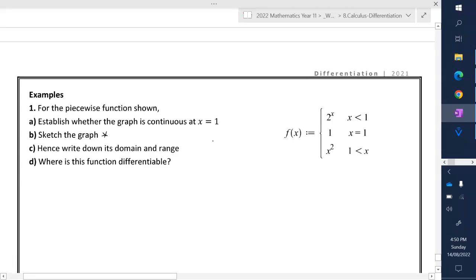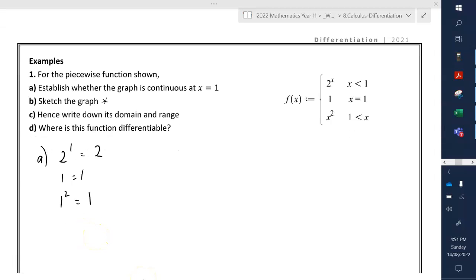So that means my values at each point along that graph at x equals 1 need to be the same for each of these. Okay, so let's have a look. So let's work out what 2 to the 1 is. So the first part, 2 to the x, which is 2 to the 1, is 2. We've got 1 equals 1, and 1 squared is equal to 1.